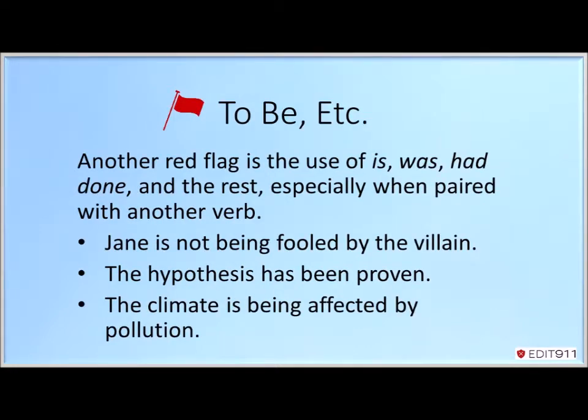Now, a second red flag here is the use of to be, is, was, had done, and the rest, especially when paired with another verb.